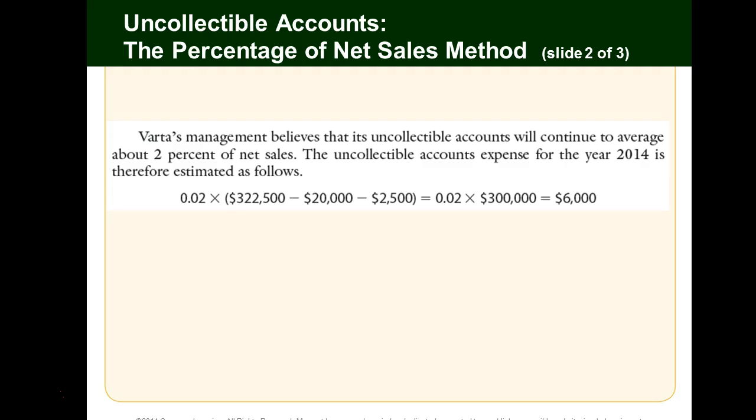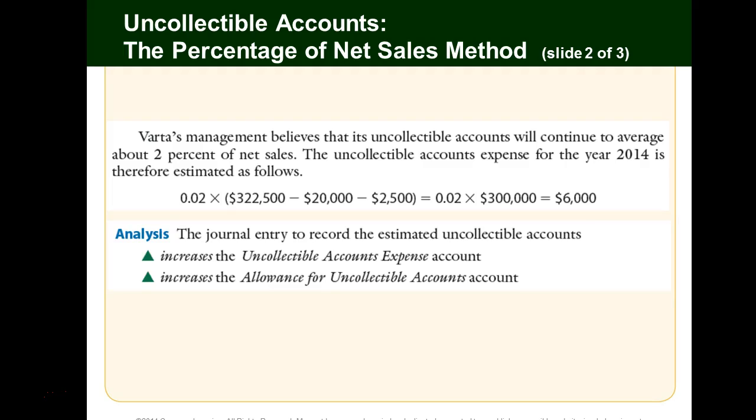The uncollectible account expense for the year 2014 is going to be 2% of the gross sales minus the sales that were returned, minus our sales discounts. Do you see? Because the gross sales included everything. We keep track of what's getting returned and what our discounts are. So 2% of $300,000 means we anticipate our uncollectibles to be $6,000 based on the income we made in this period. Does that make sense?